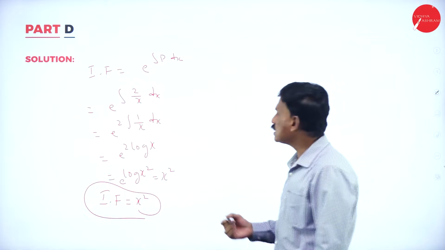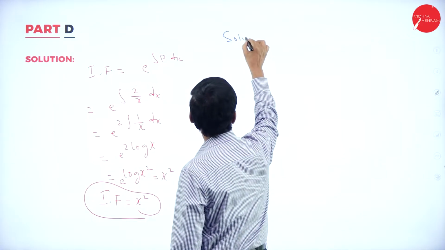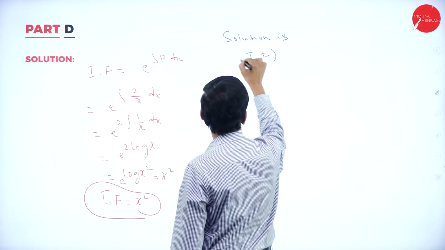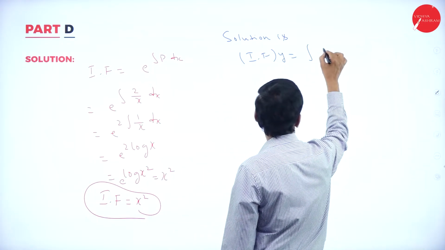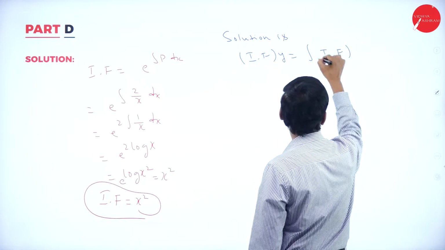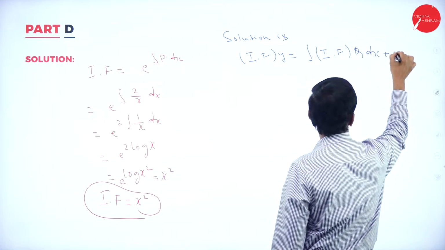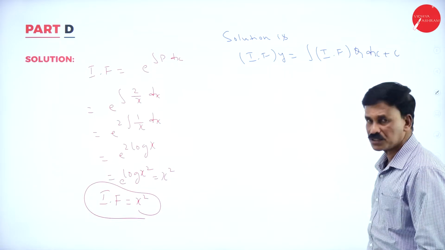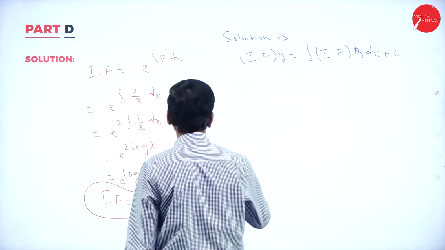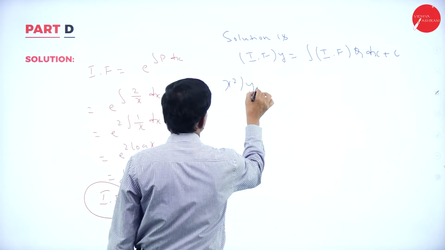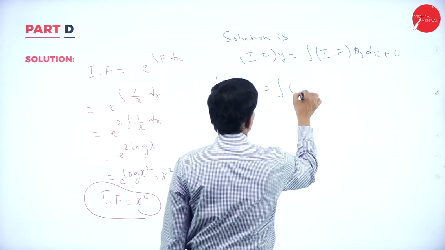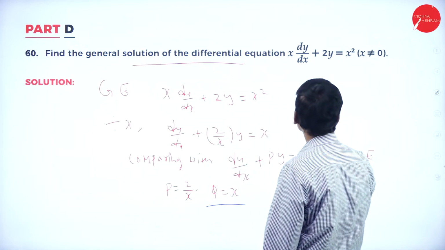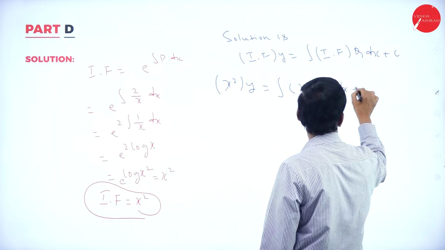Now, let us come to the solution. The solution is given by, what is the formula for the solution? Integrating factor into y is equal to integral of integrating factor into q dx plus c. That is it. Integrating factor into y is equal to integral of integrating factor into q dx plus c. What is the integrating factor? X square. X square into y is equal to integral of integrating factor x square into q. What is q? Q here is x. Q is equal to x. X into dx plus c.